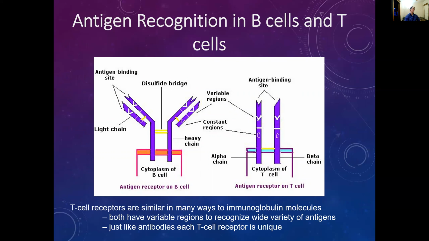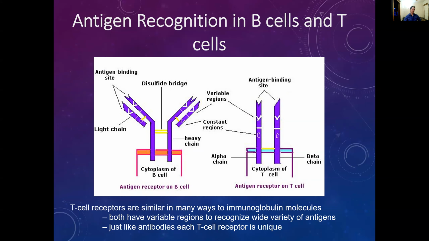So how does antigen recognition in B cells and T cells occur? It's very similar. That's why we're just going to discuss both B and T cells. So T cell receptors are similar in many ways to immunoglobulin molecules. Both have variable regions. Here you can see the variable regions of both. Very rudimentary diagram, but your textbooks unfortunately do not have a good example of this. And then these antigen binding sites can recognize a wide variety of antigens. However, just like in antibodies, each T cell receptor is unique.